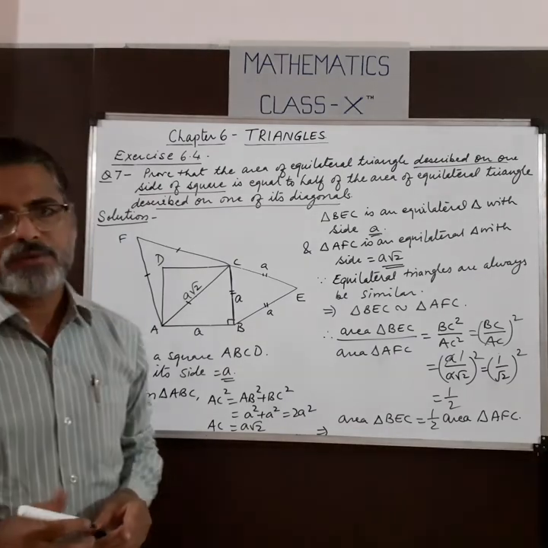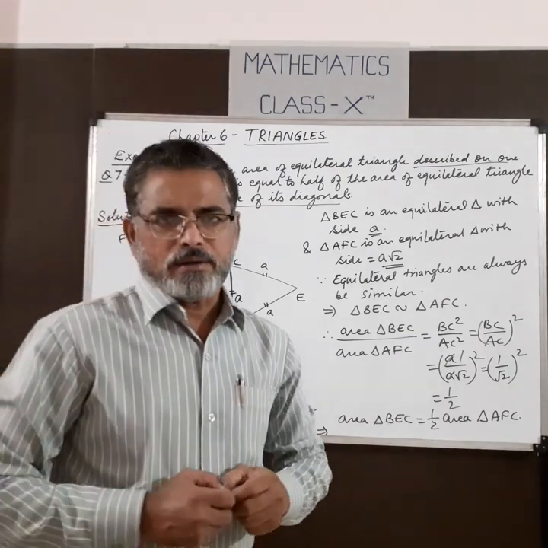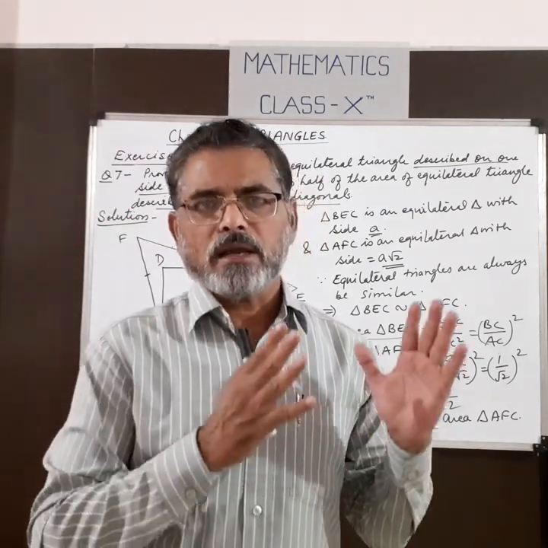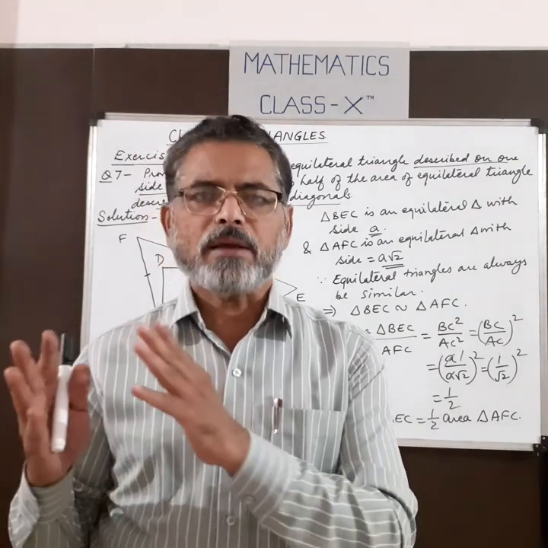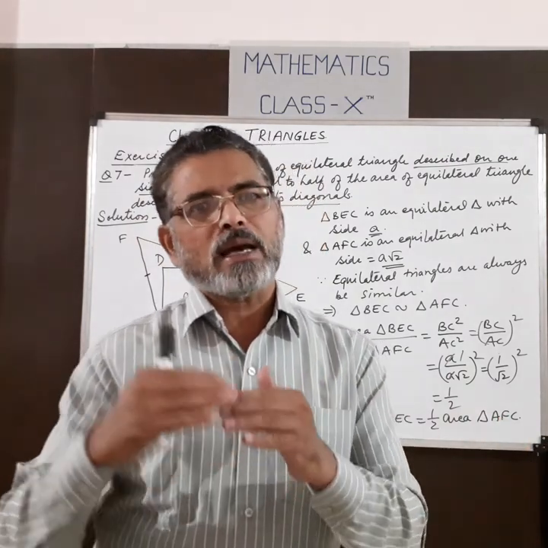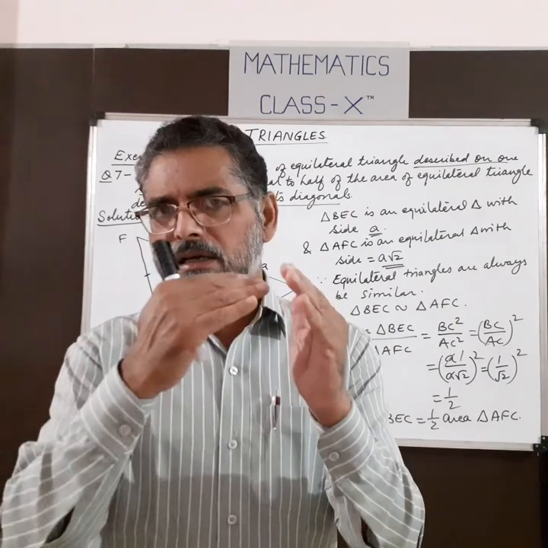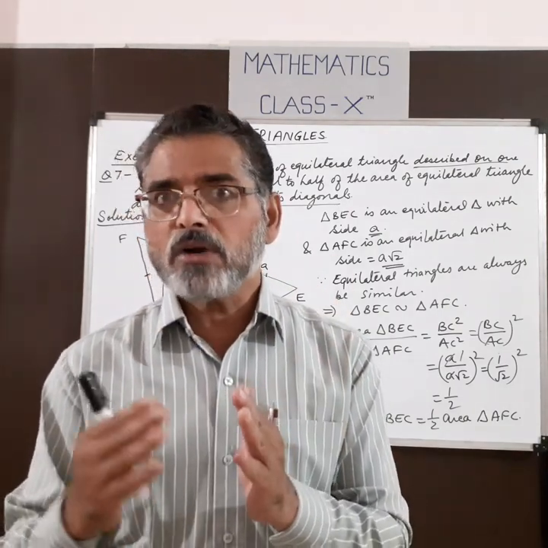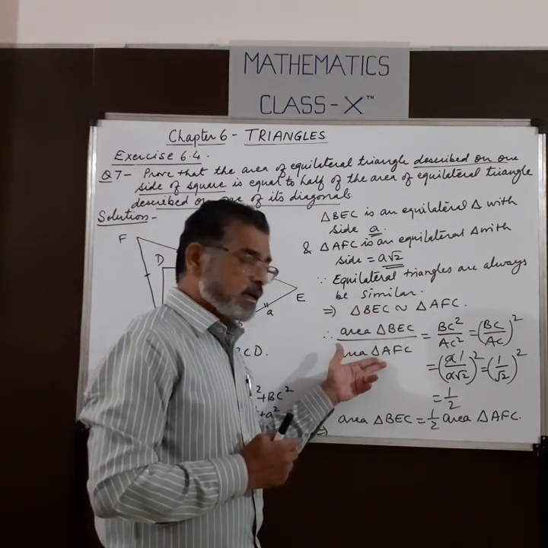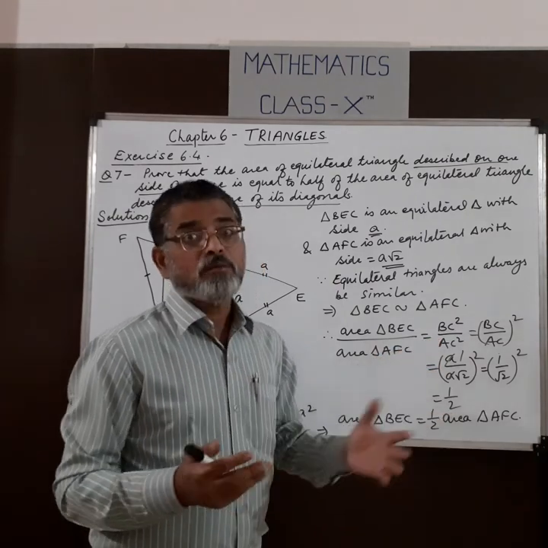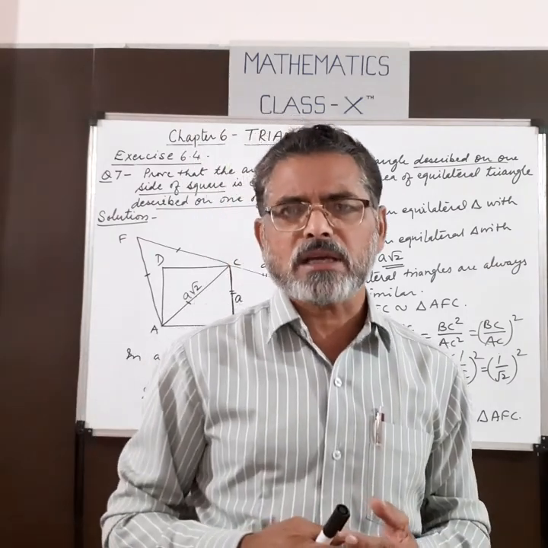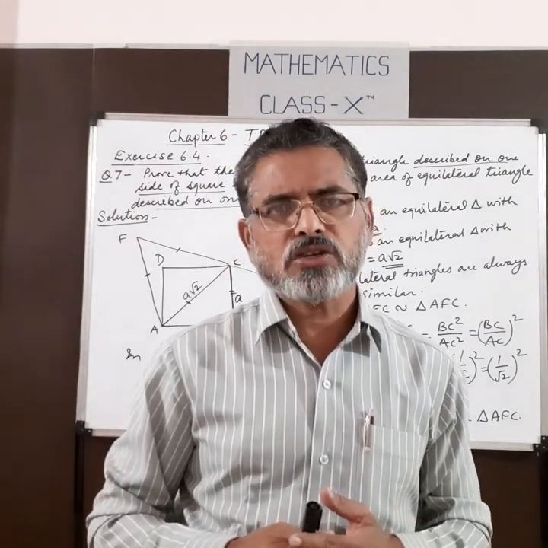Hence it is proved. So in this chapter we solved some questions based on the area of similar triangles. Sometimes the ratio of sides is given, and we can get the ratio of the areas. Sometimes, if the areas of similar triangles are equal, then their ratio becomes 1, meaning BC equals AC, meaning it becomes an equilateral triangle. There are more such questions in the exercise which you can try, which are based on the areas of similar triangles. Okay.